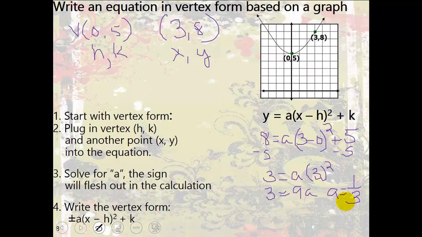So I have y, or f of x, is equal to 1/3 times (x minus 0) squared plus 5. This simplification is optional, so you could just write 1/3 x squared plus 5. But I'm going to leave it in this form just because that's kind of our standard.